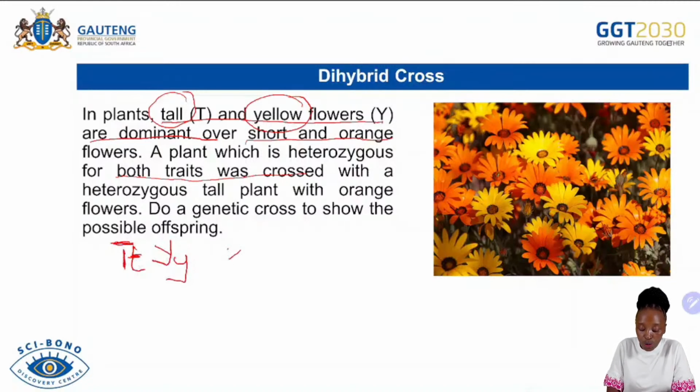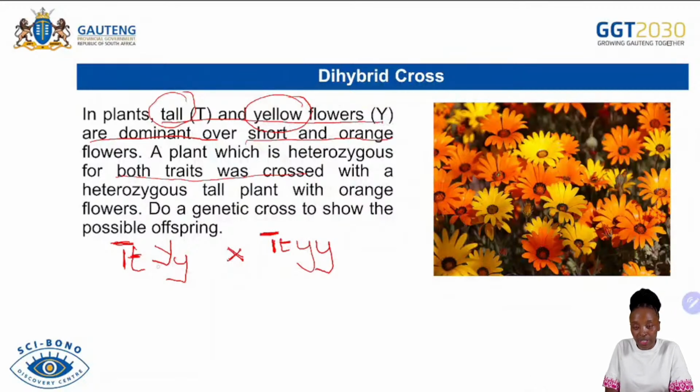and then it is crossed with a plant that is heterozygous tall, so it will have big T, small t, and with what? With orange flowers. We were told that orange flowers are recessive, so they can only be orange if it's two small letter y's. Remember, as soon as you see a capital letter and you are told that it's a dominant, so here this orange color is brought by two recessive alleles. In this case, there will be two small y's.